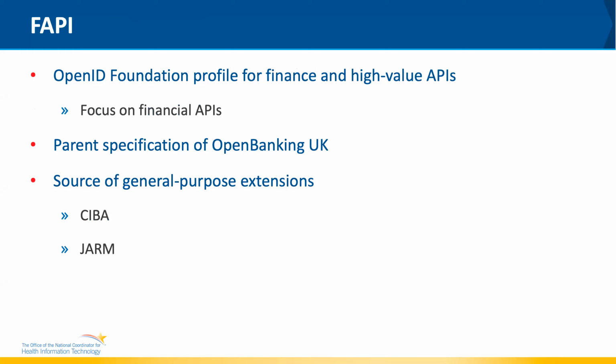Now, the Financial-grade API, or FAPI, working group in the OpenID Foundation is basically doing the work that the Open Banking group in the UK is doing, but on a much wider scale, much beyond just banking APIs, but for lots of different financial and high-value APIs. This is now the parent specification of Open Banking, in that Open Banking is a profile of FAPI itself. And we're seeing some interesting things come out of this group, including Client-Initiated Backchannel Authentication, the CIBA platform, and the JWT Authorization Response Mode, or JARM. What these do is that these are additional pieces of functionality that were invented to solve specific use cases in the financial space that are seeing applicability in a wider world.